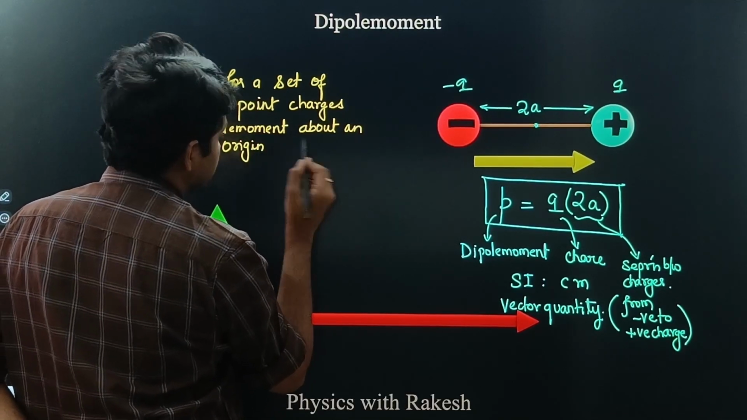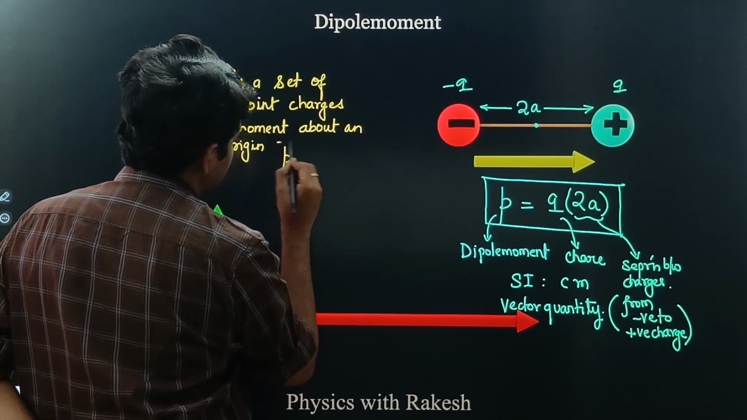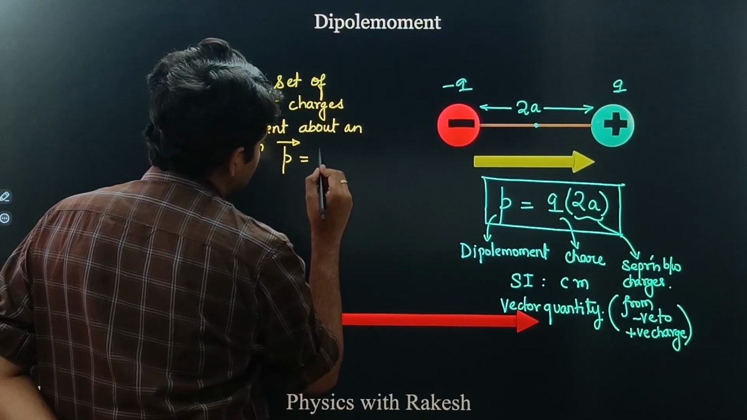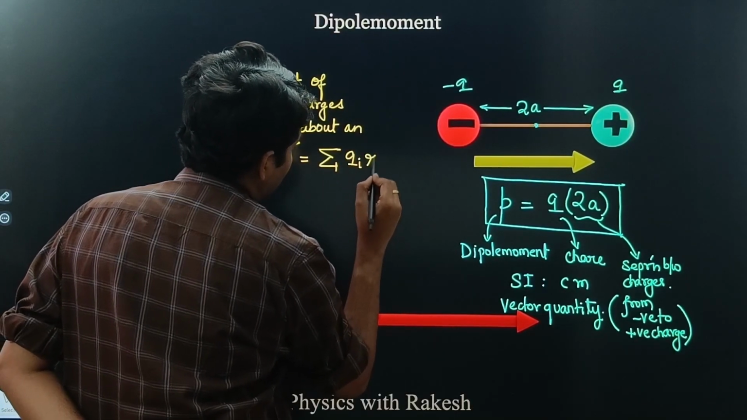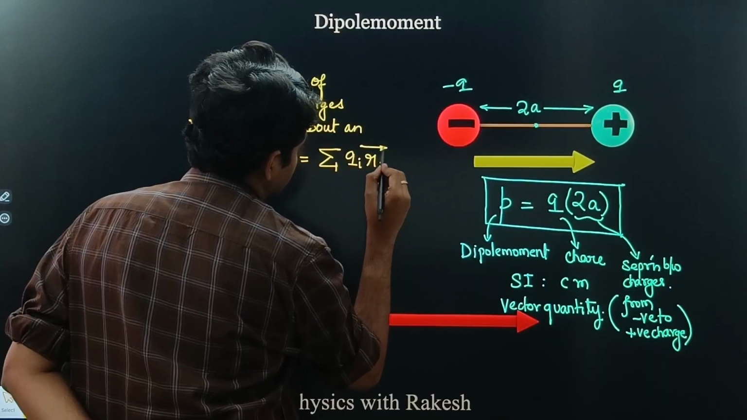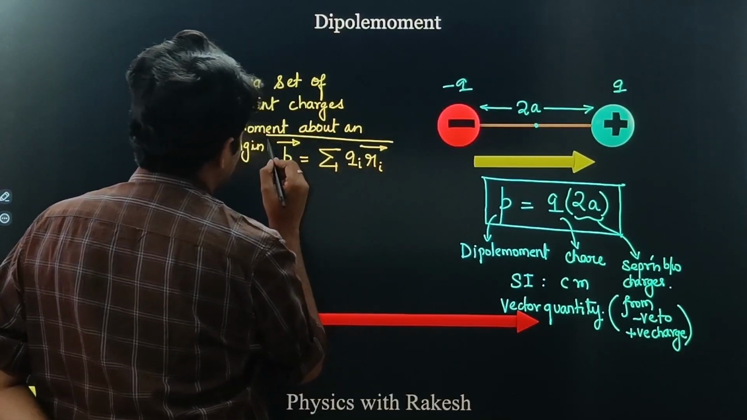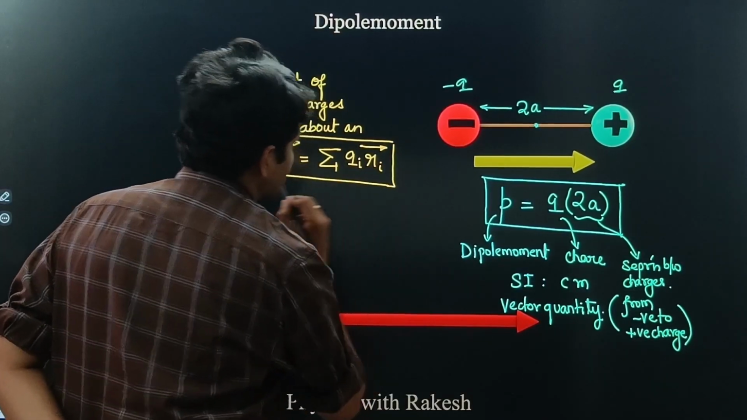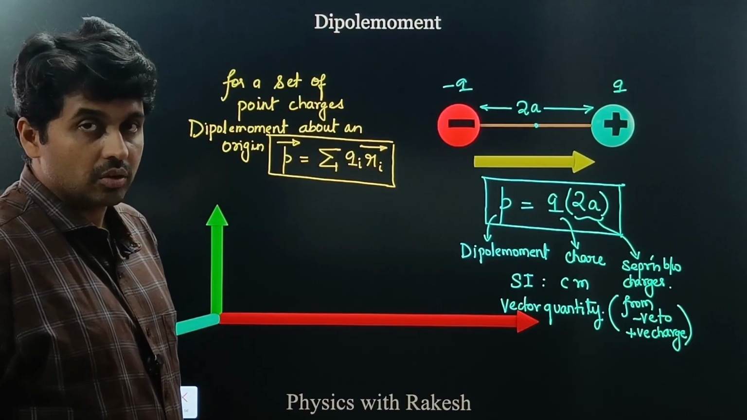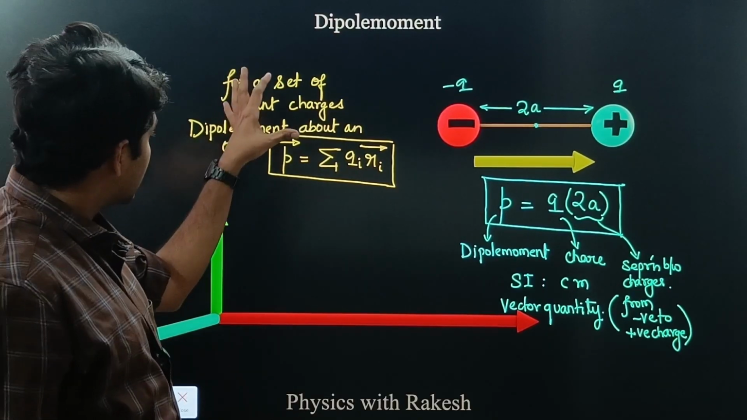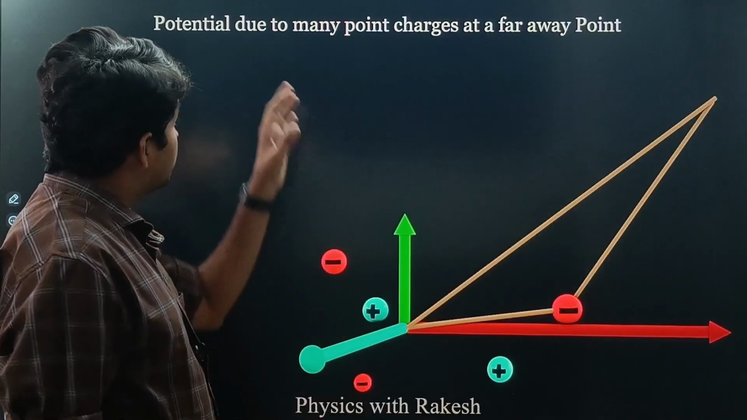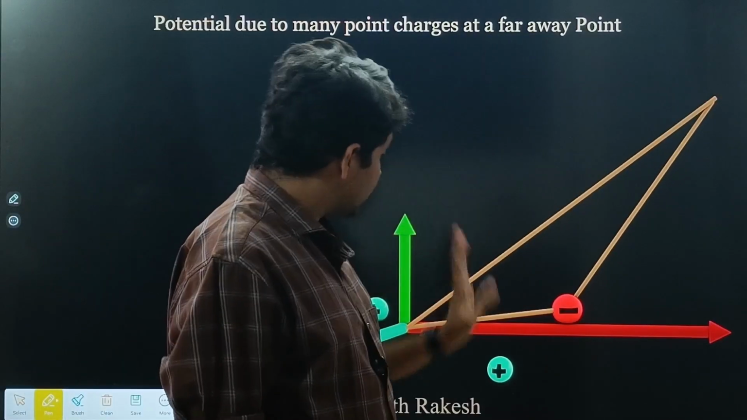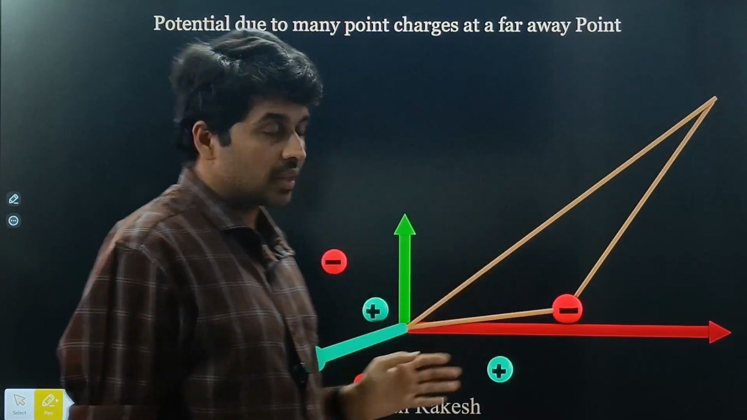The dipole moment is defined, is given by, let us write this, P bar equal to summation Qi Ri bar. So this is the definition of dipole moment for a set of charges about the origin. Next, let us find the potential due to many point charges at a faraway point.